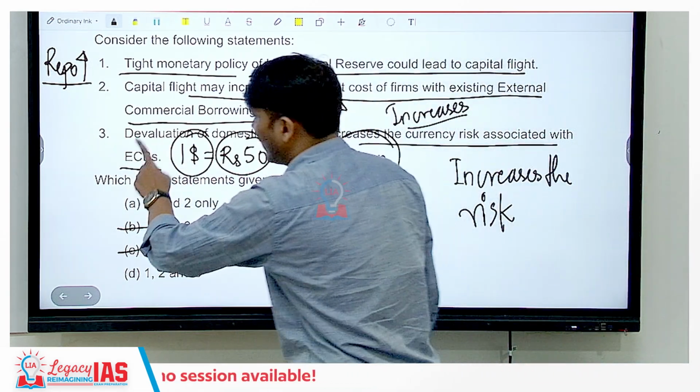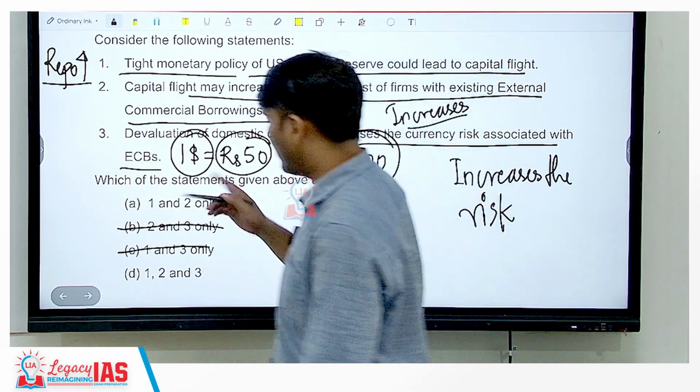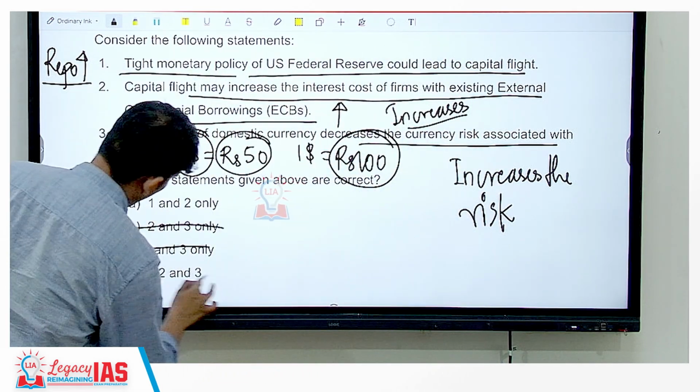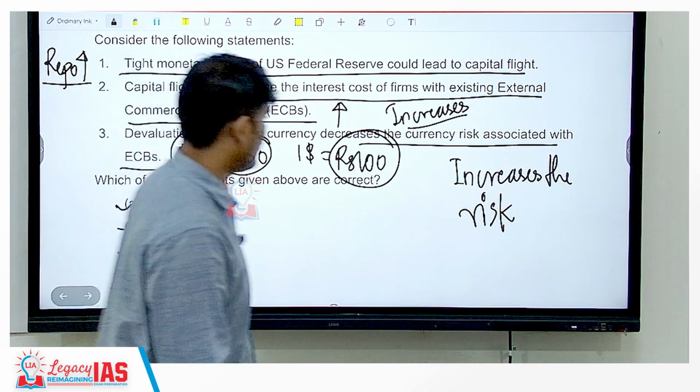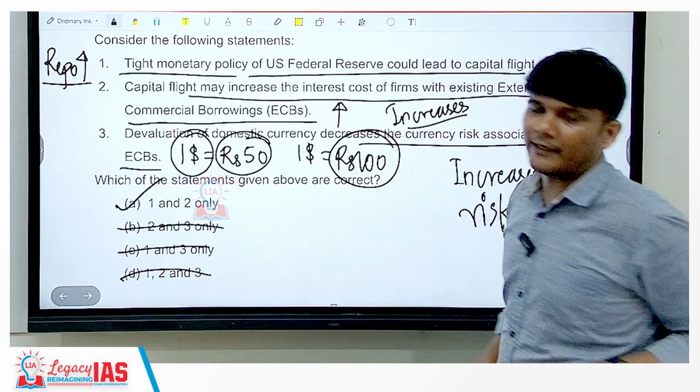ECBs are external commercial borrowings. So statement 3 is wrong. The moment 3 is wrong, the correct answer is A, 1 and 2 only.